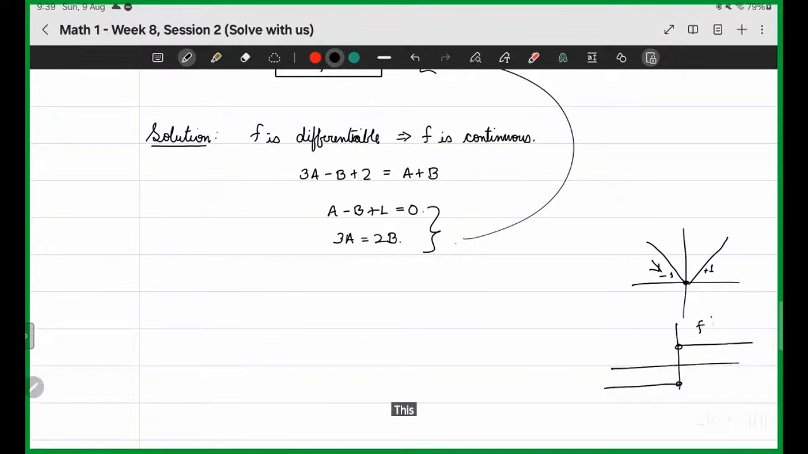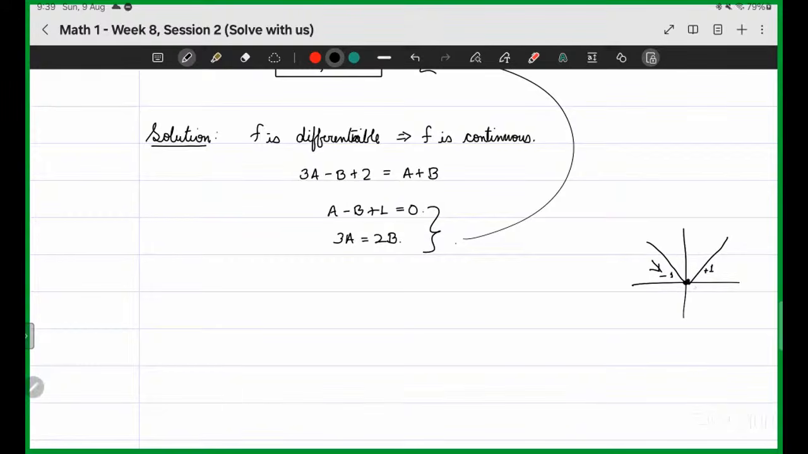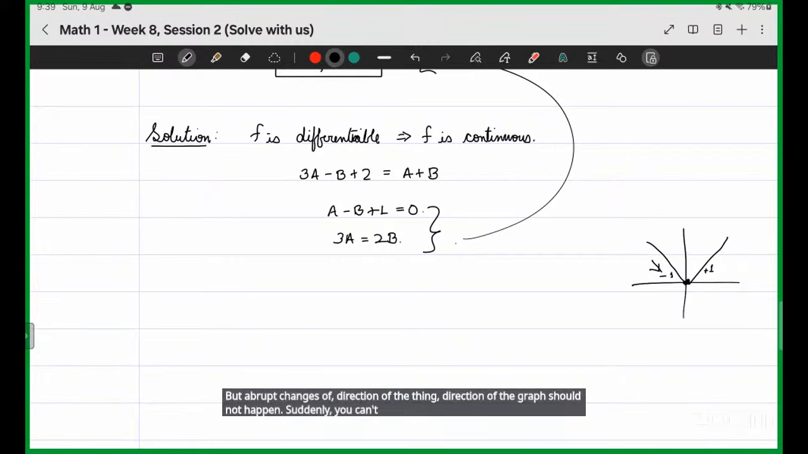This is f prime x, okay? This is not f of x. So that sort of thing should not happen. Once again, I'm going to tell you that there can be differentiable functions with non-continuous derivative. But abrupt changes of direction of the graph should not happen. Suddenly you can't go from -1 to +1.